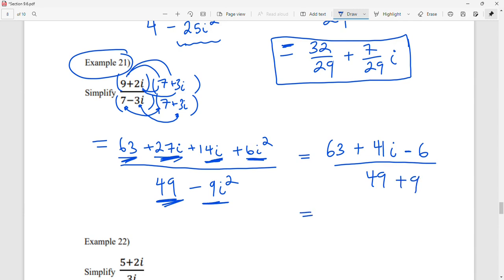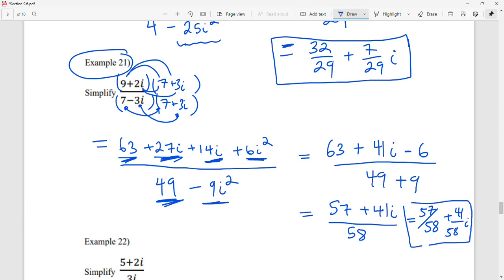We'll simplify the numerator. 63 minus 6, that's 57. And we'll bring down that 41i over 58. Now we could simplify this a little bit further. We can say that's 57 over 58 plus 41 over 58i. Just to make it in that a plus bi form.